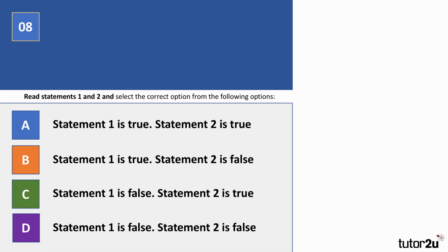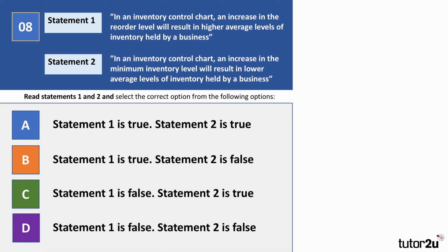Okay, question 8, we're more than halfway now. Here we go, question 8, another 2-statement one. So let's look at these 2 statements. Statement 1, in an inventory control chart, an increase in the reorder level will result in higher average levels of inventory held by a business. And statement 2, in an inventory control chart, an increase in the minimum inventory level will result in a lower average level of inventory held by a business. What do we think the answer is there? Have a go.